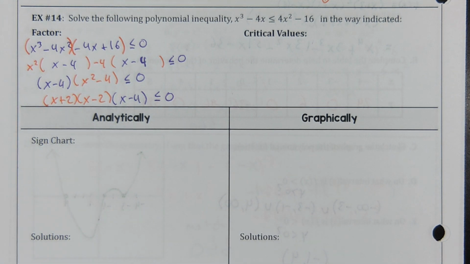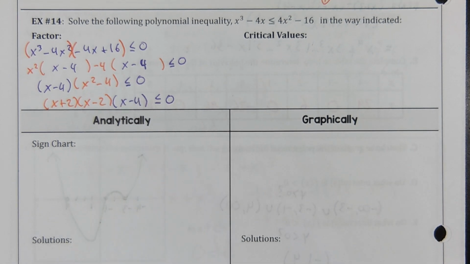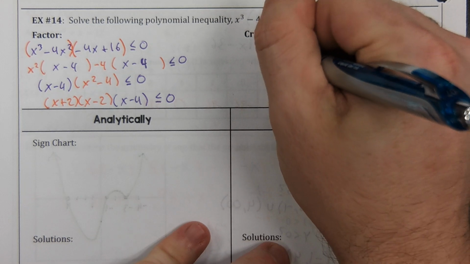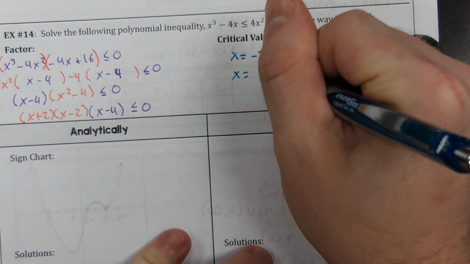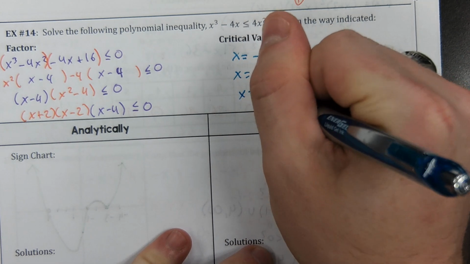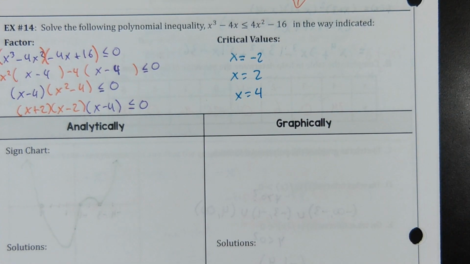Before I go any further, are there any questions on the factoring by grouping? Everybody's comfortable with all that. Sweet. There are 3 critical values because there are 3 different numbers that will have this thing equaling 0. Those 3 numbers are whatever makes the inside of the parentheses equal 0. So x equals -2, x equals +2, x equals +4.